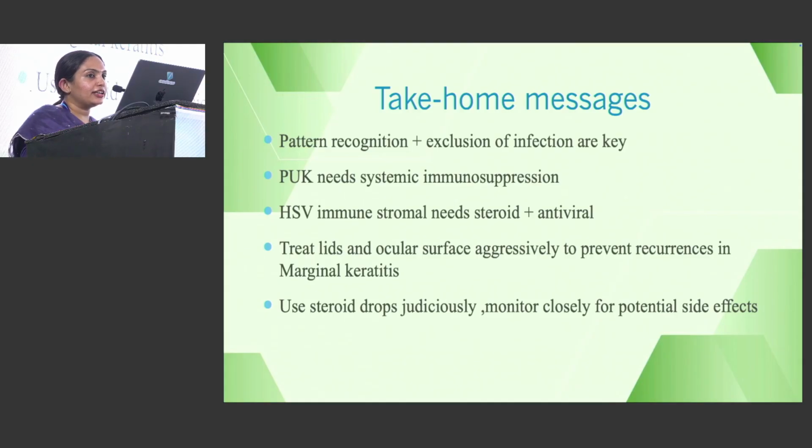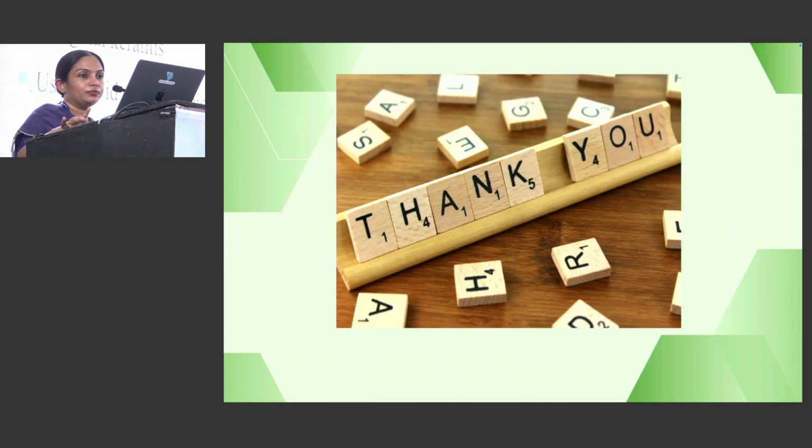So pattern recognition and excluding infection are key. In PUK, systemic treatment is required, so you have to refer the patient in time. In HSV keratitis, give steroid plus antiviral under antibiotic cover, treat leads wherever necessary, and use steroid drops judiciously for a better outcome. Thank you.